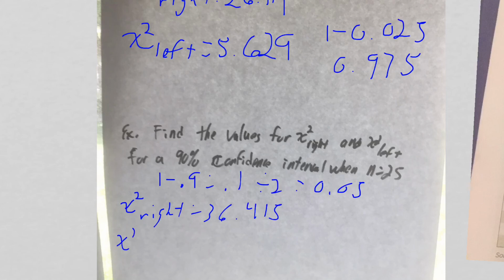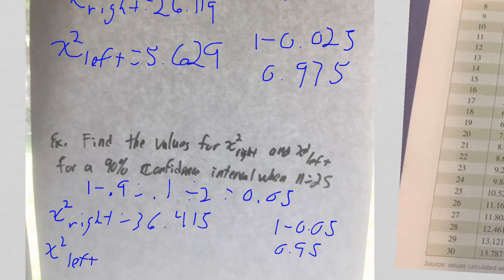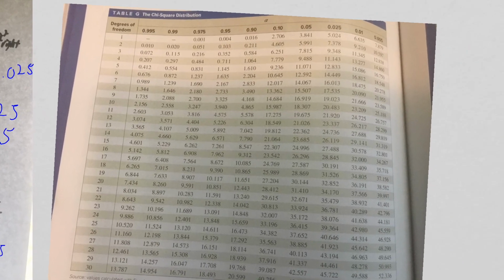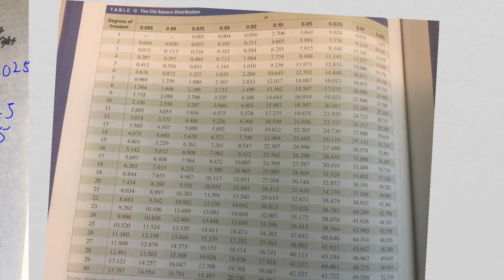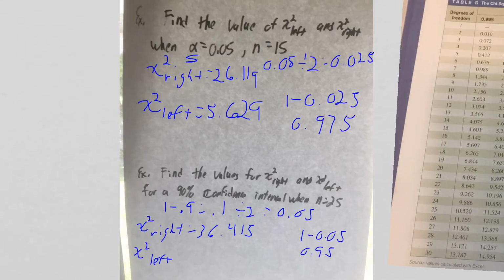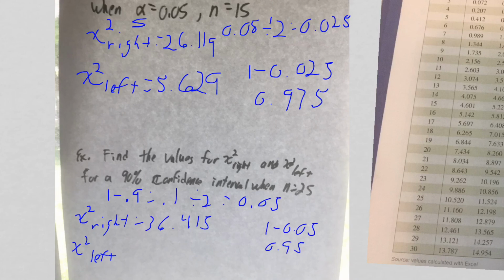Now for your chi-squared left, again, you're going to take your 1 minus 0.05, and you get 0.95. So again, go over to the table, looking at the degrees of freedom of 24 at the 0.95, so it would be 13.848. And that's how you find your chi-squared.